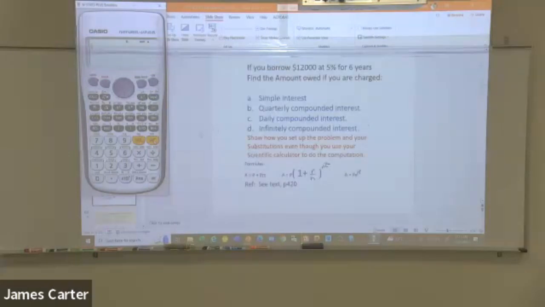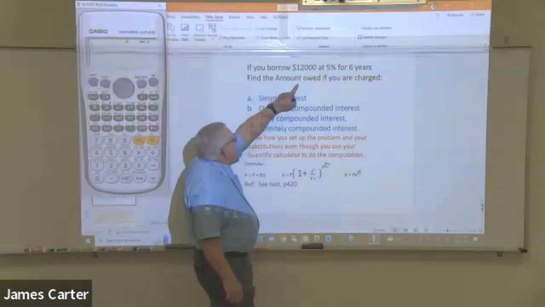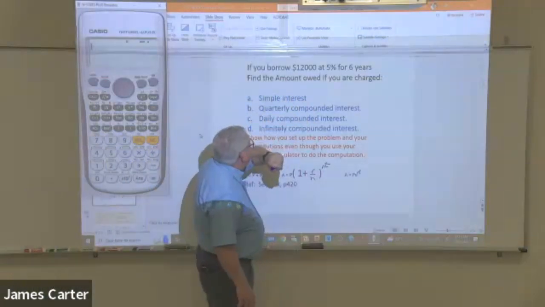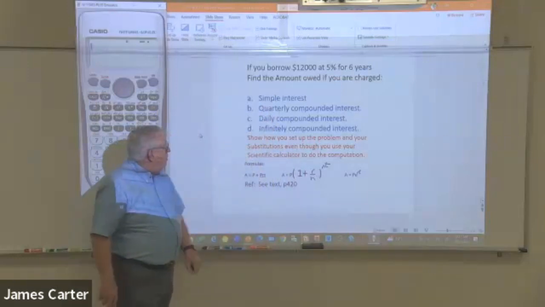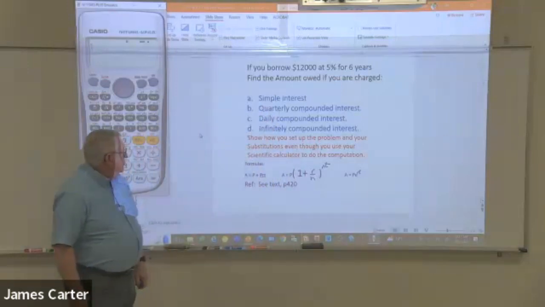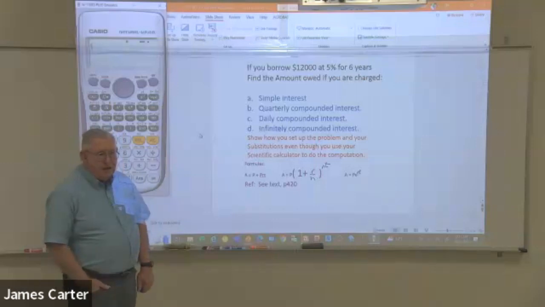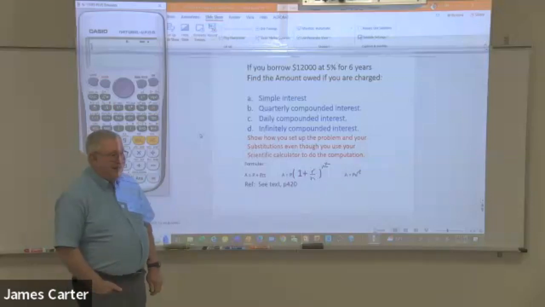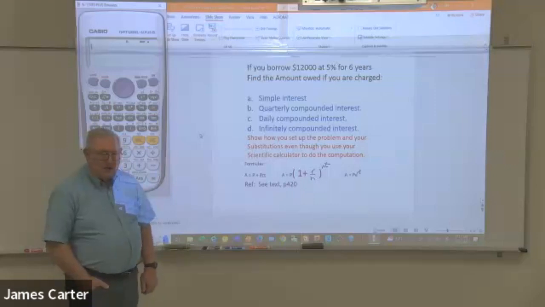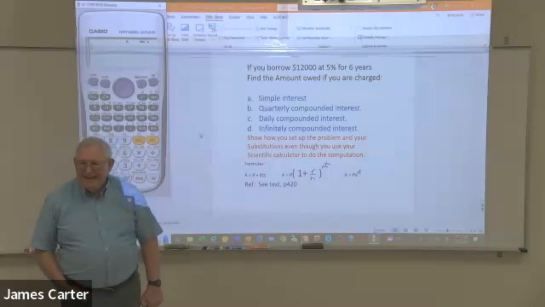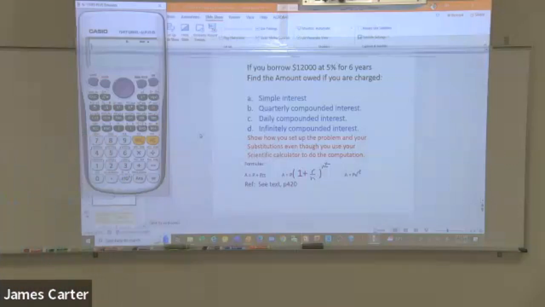Now, here we go. If you borrow 12,000 at 5% for 6 years, find the amount owed if you're charged simple interest. You do that. I equals PRT. I is Curti. I saw a couple of smiles at that one instead of groans. Just spelling it out phonetically.